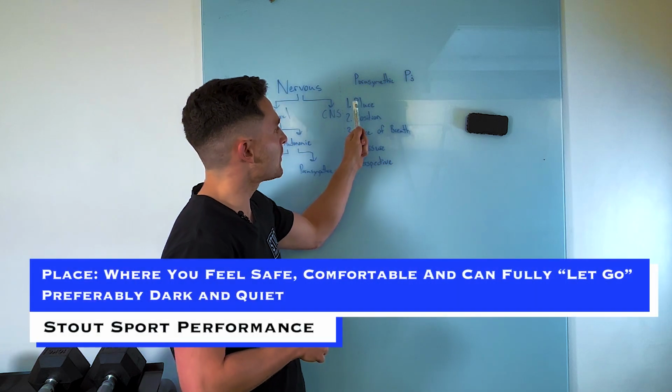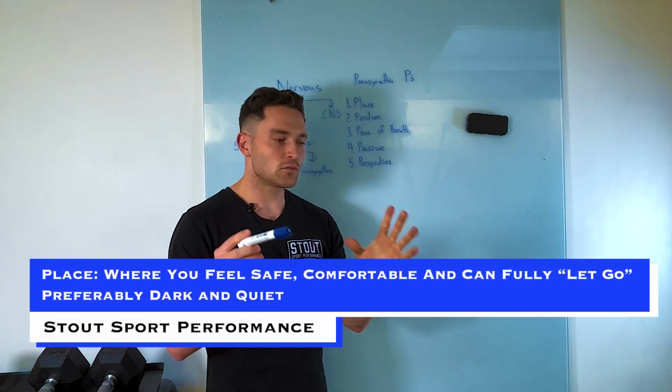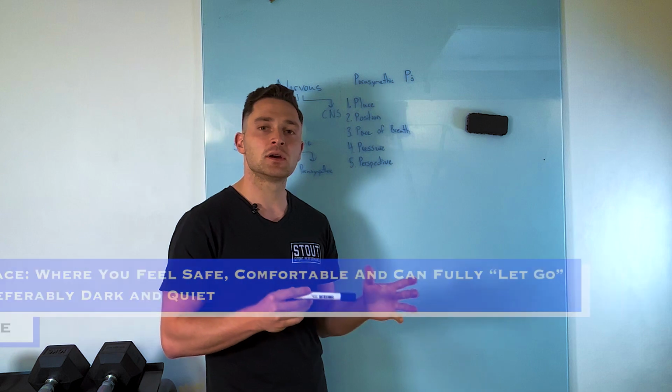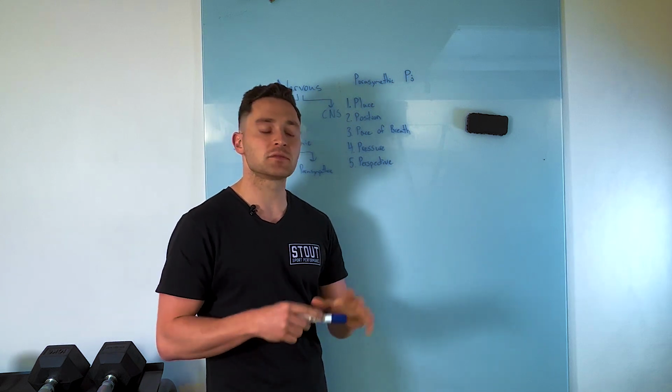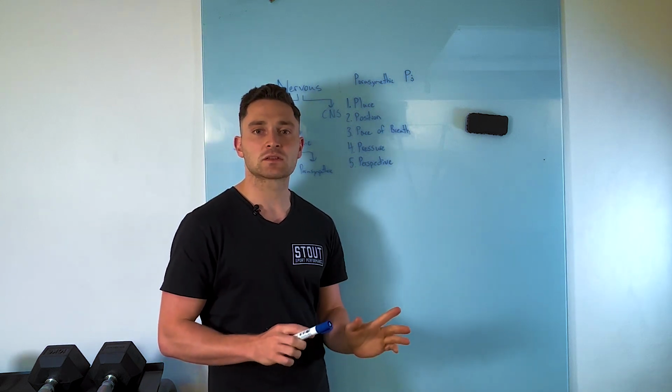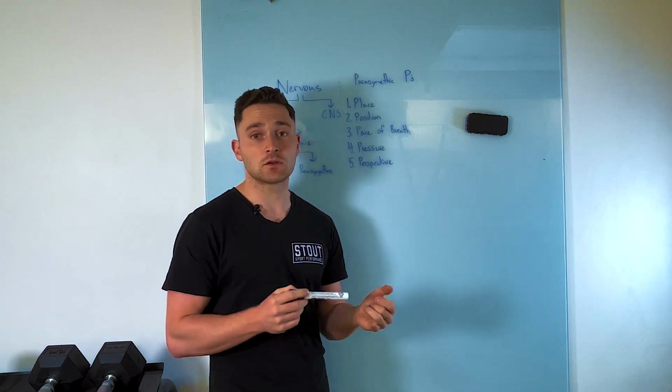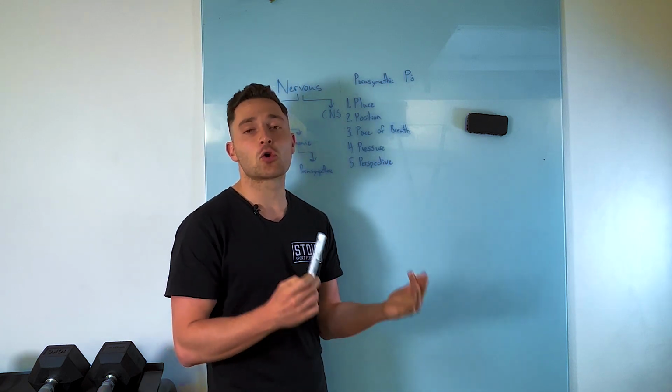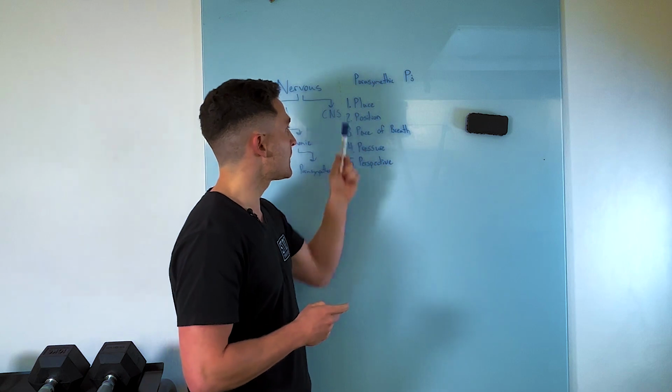First, we're going to talk about place. This is very simple. We need to be in a safe place where we feel comfortable enough to fully let go and relax. Often this can be encouraged if it's a dark space and a quiet space. So that's going to be step 1.